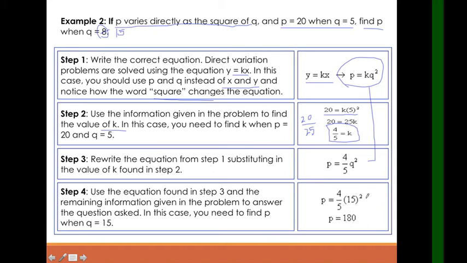What is 15 squared? If you use your calculator, 15 squared is equal to 225. Then multiply it by 4. And that's 900. So we have 900 over 5. Okay, so 900, divide mo siya ng 5, the answer is 180. Therefore, p is equal to 180 if q is equal to 15. You got it? Okay, so yun ang ating answer.